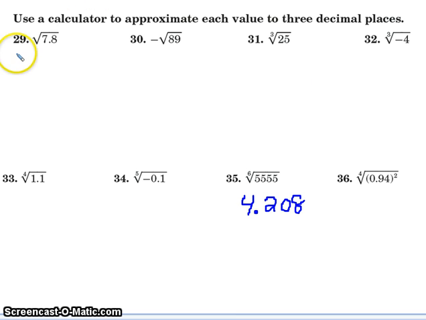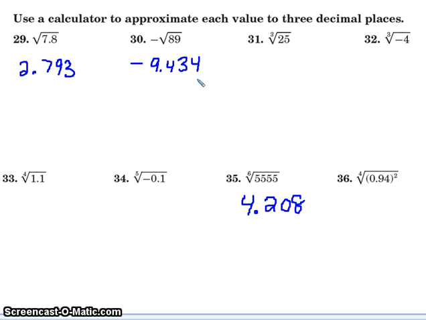For number 29, we just use the square root. We have an understood 2 as our root, and so we can just plug this in our calculator. When you do the square root of 7.8, you should get 2.793 if you are rounding to 3 decimal places, or the thousandths place. If I plug in negative square root of 89, then that negative on the outside stays. We can take the square root of 89 and we get 9.434. And so now we have our square root.